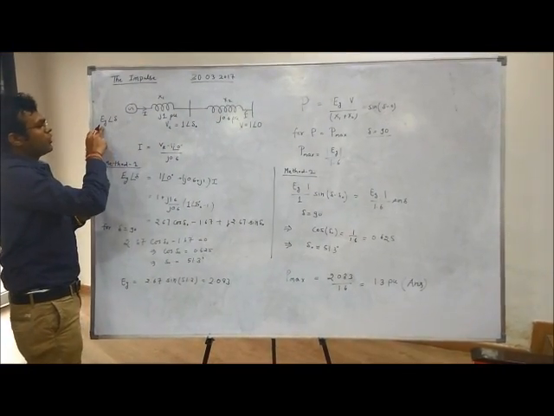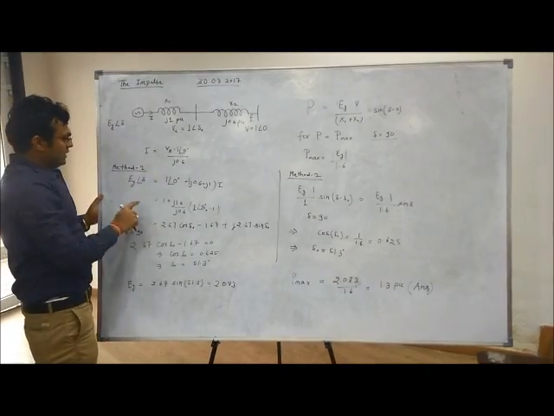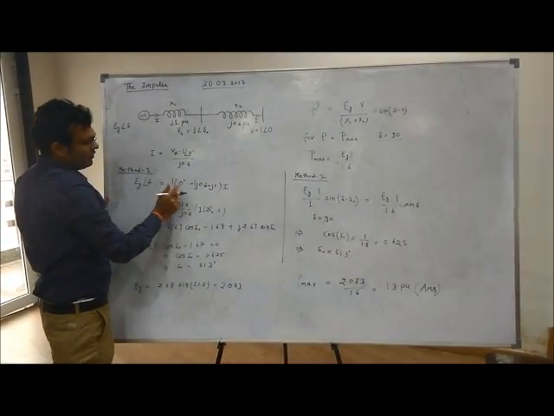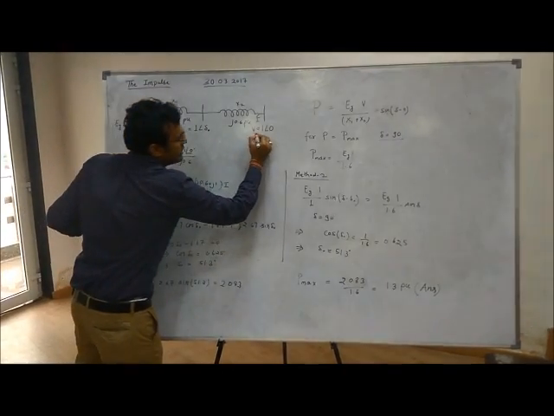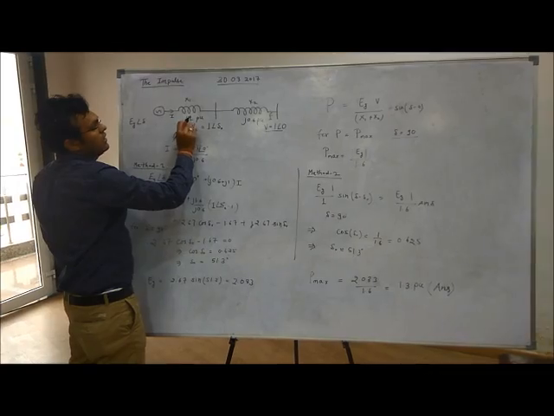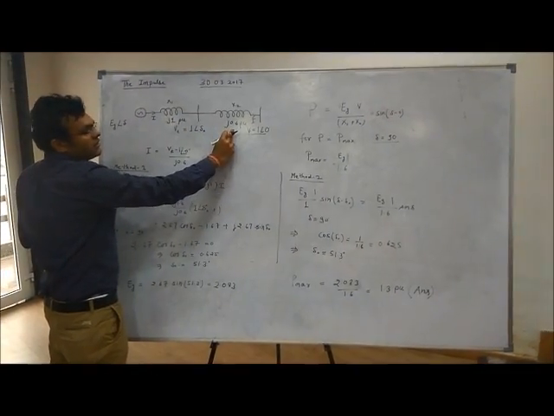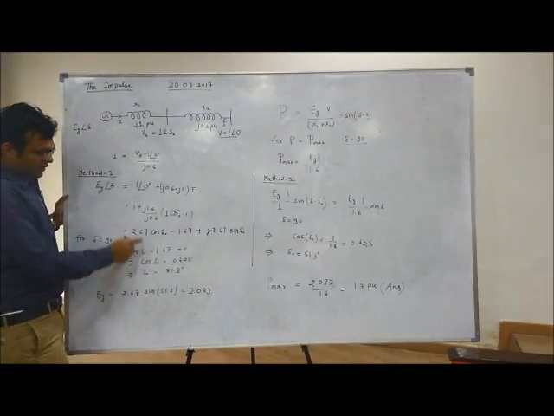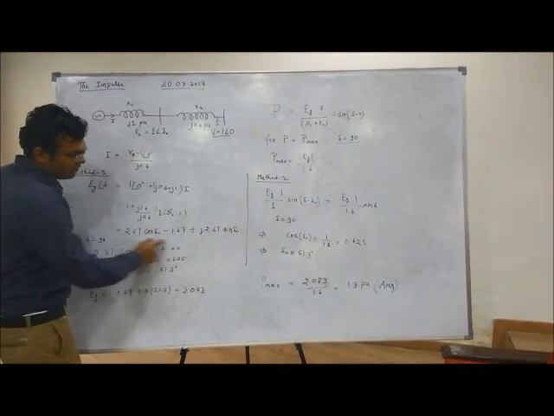So we can write the value of this Eg. Eg can be written as 1 at the angle of 0 degrees, we are taking this voltage as the reference, plus the whole reactance times the current. This is 1 per unit and this is 0.6 per unit. Solving this, we'll get this, and after solving, we'll get delta naught.